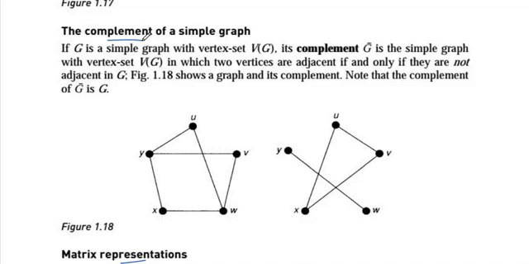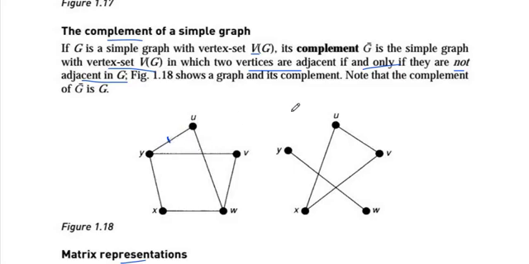Now, complement of a simple graph. Complement, we already discussed in matrix. What is the matrix of complement? A dash, or you can say A bar. So the complement G bar is a simple graph with vertex set V of G in which 2 vertices are adjacent if and only if they are not adjacent in G. We already discussed previously what adjacent is: they have an edge joining them.